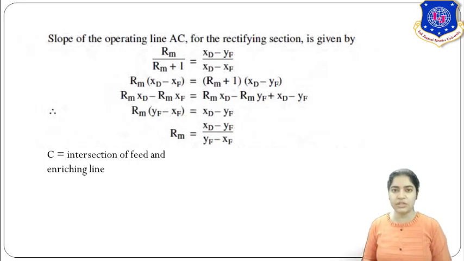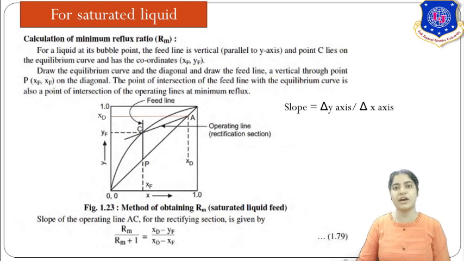You don't need to learn this value, just remember from the graph how you have to calculate. Just plot the graph. Because the feed is saturated liquid, hence it is a vertical line there, and you have to plot C. The C is the intersection point of the operating line of the rectifying section and your feed line, and from that the coordinates are obtained.